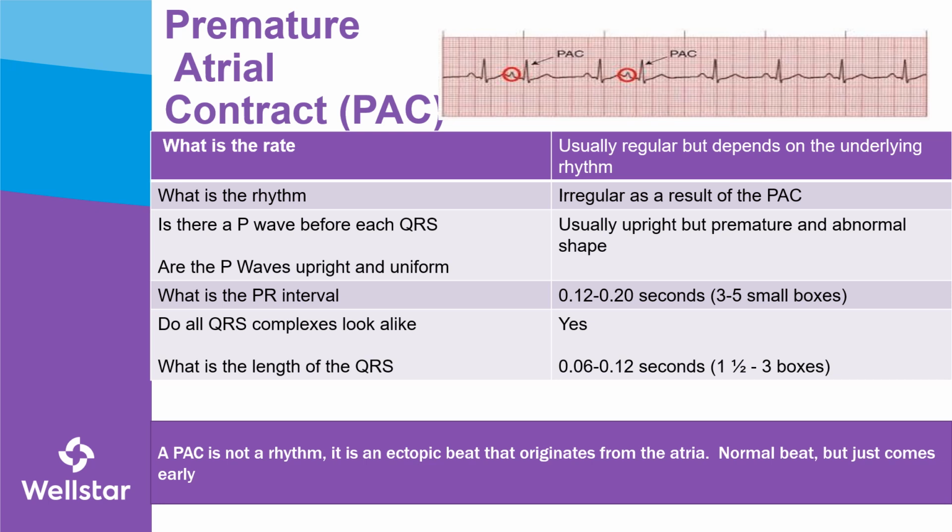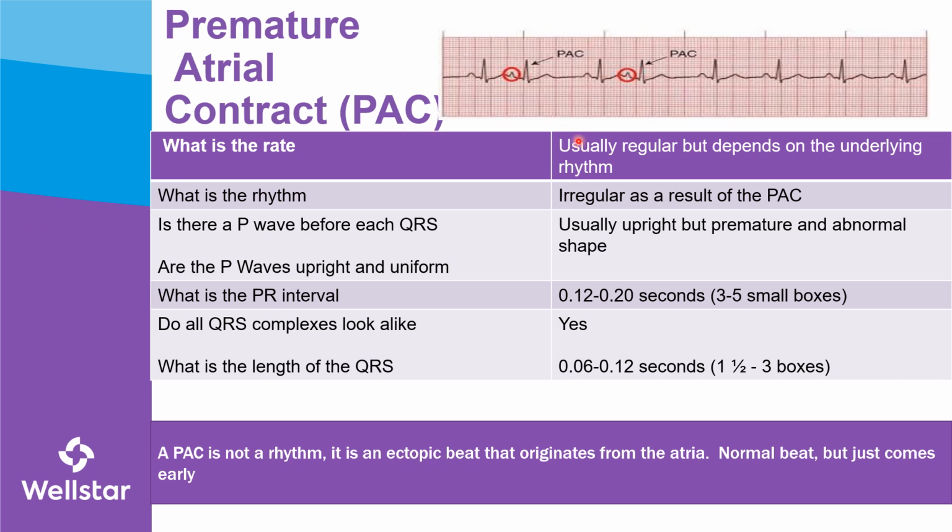Premature atrial contractions. This is another one of those instances where you want to look at what the P wave looks like. Is it uniform? Is it nice and rounded? Because if the energy is coming from a different impulse than the sinus, the sinoatrial node, it might look different than the other ones.